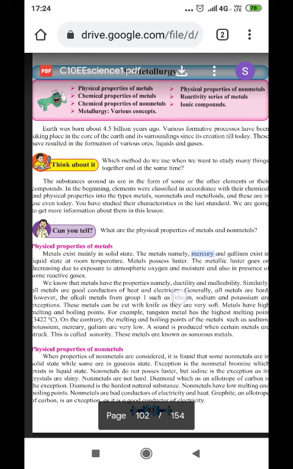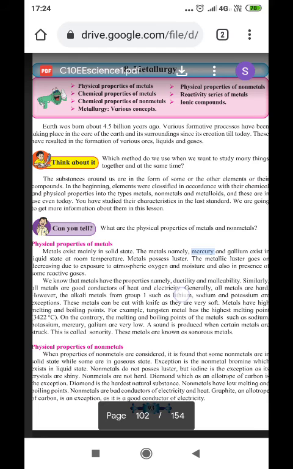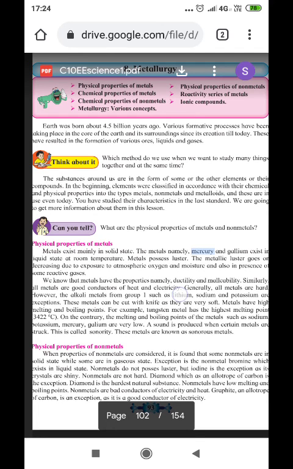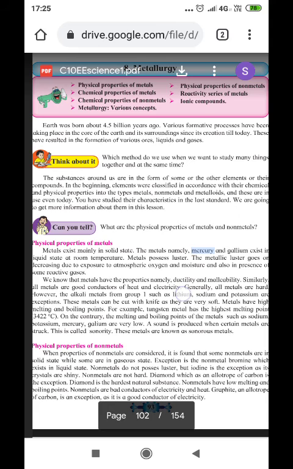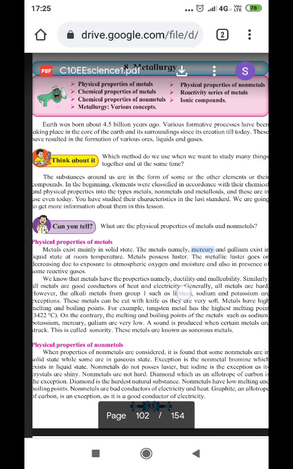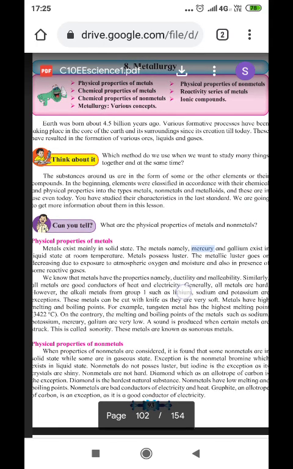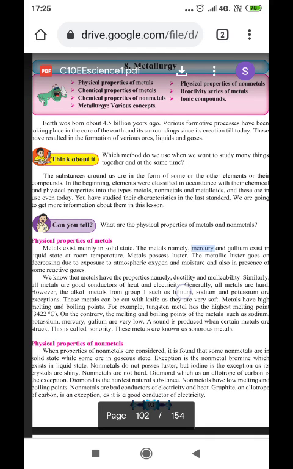Earth was born about 4.5 billion years ago. Various formative processes have been taking place in the core of the Earth and its surroundings, and since its creation till today, these have resulted in the formation of various ores, liquids, and gases. Ore is a type of mineral. Now, the substances around us are in the form of some elements or compounds. Some are in the atomic form, some are in the molecular form, some are in the compound form.